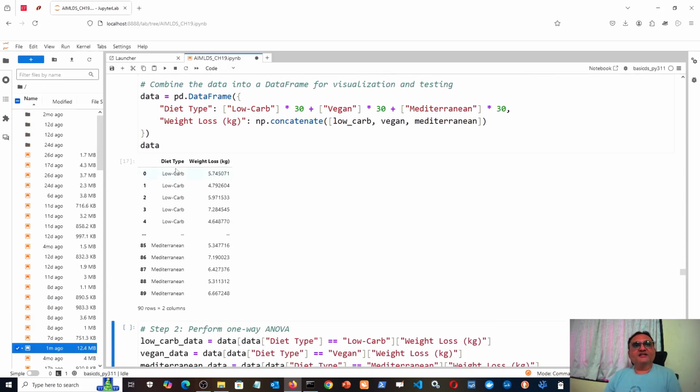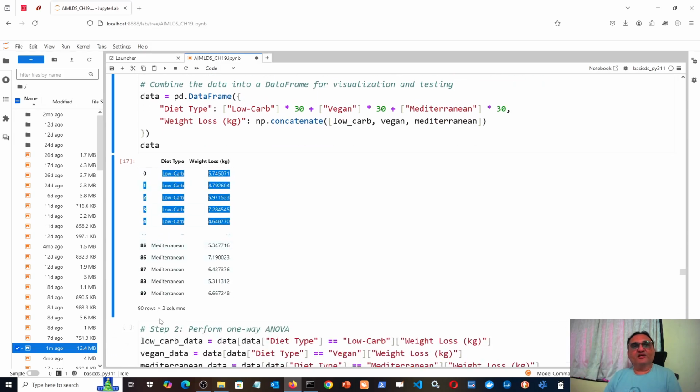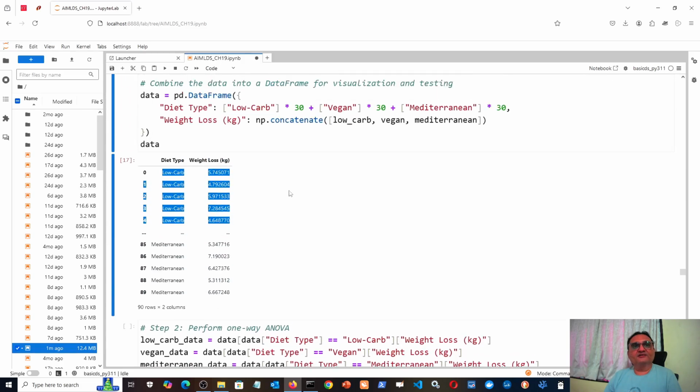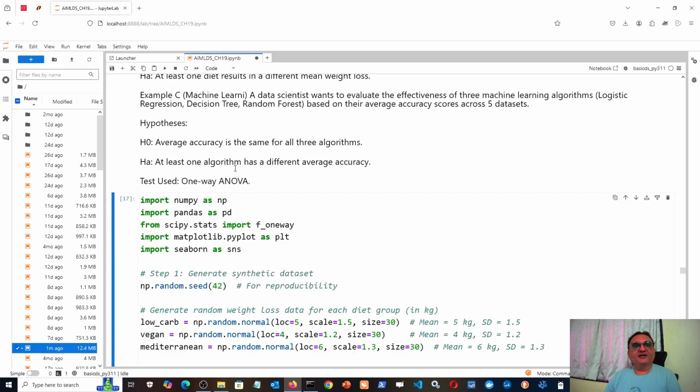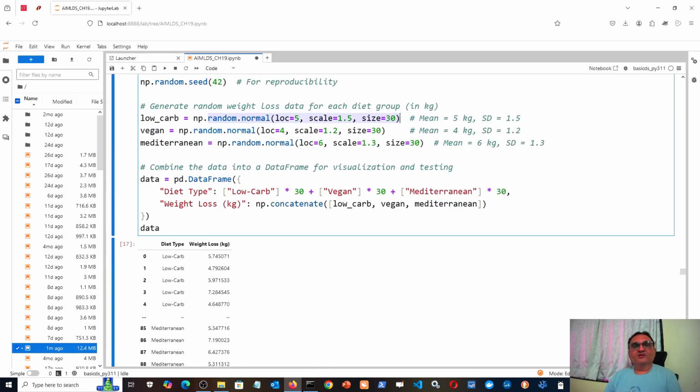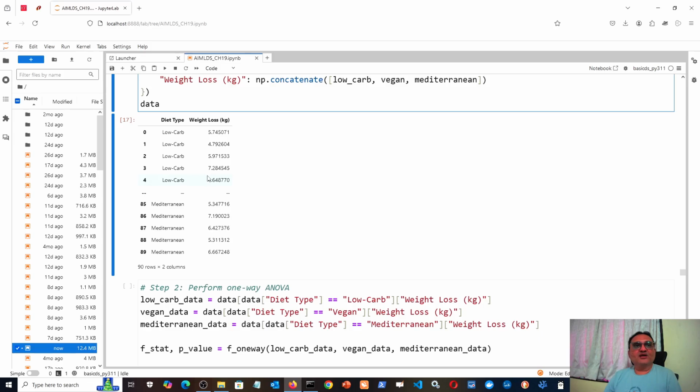So this is the data which we have generated. The top 30 rows are for the low carb diet. The middle 30 rows, which are not visible because only the top 5 and bottom 5 are seen, are for the vegan diet, and the bottom 5 rows here, which are visible, are from the bottom 30 rows. They will be for the Mediterranean diet, right? And this is the weight loss which is randomly created by this kind of distribution, with this mean and this standard deviation for low carb, with this mean and this standard deviation for vegan, and with this mean and this standard deviation for Mediterranean. So this is the data which we have created.